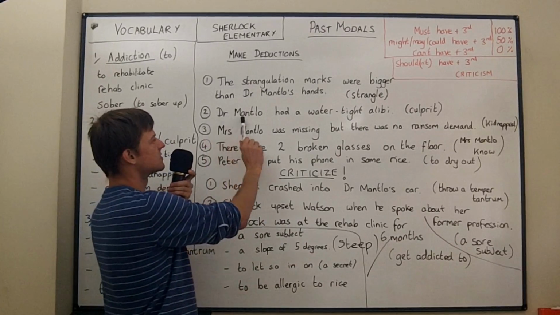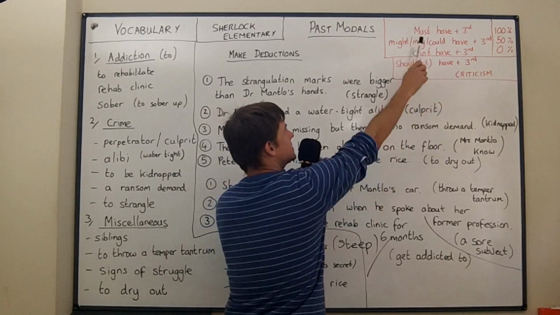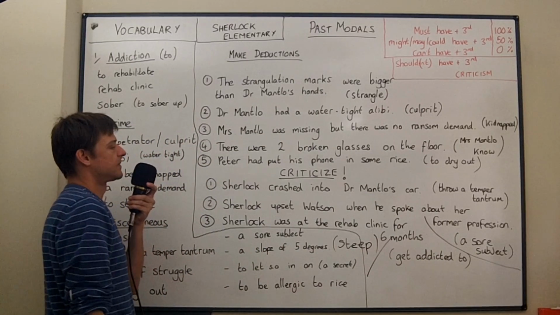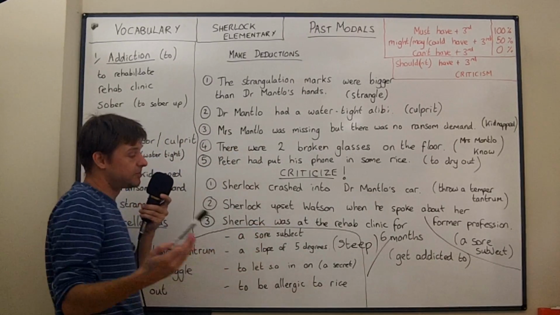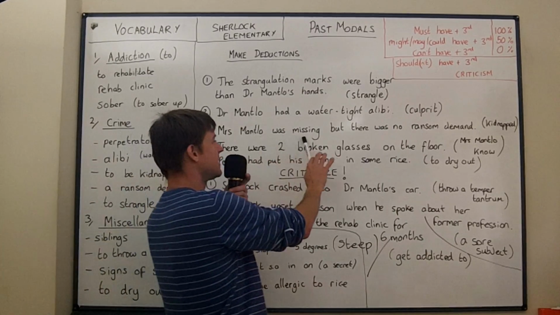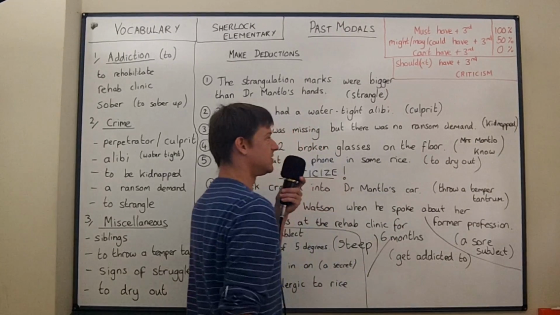Look at number 2. Dr. Mantlow had a watertight alibi. Try and use this word, culprit, and use one of the past modals and make a deduction. There are obviously several answers, but try and give me a logical deduction. Number 3, Mrs. Mantlow was missing, but there was no ransom demand. Make a deduction using kidnapped.